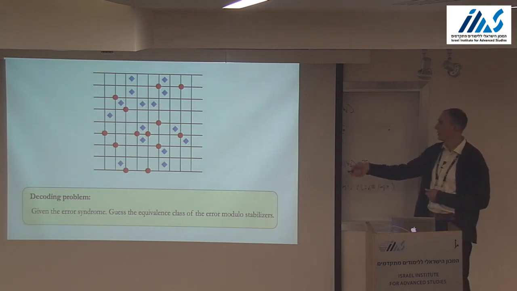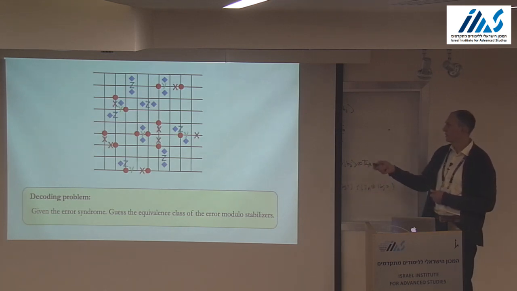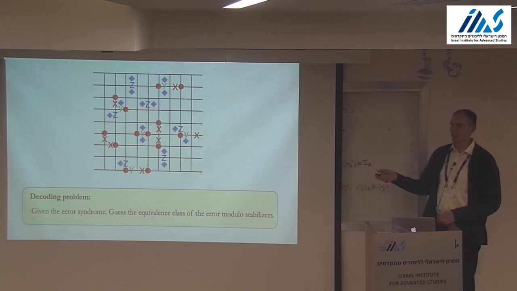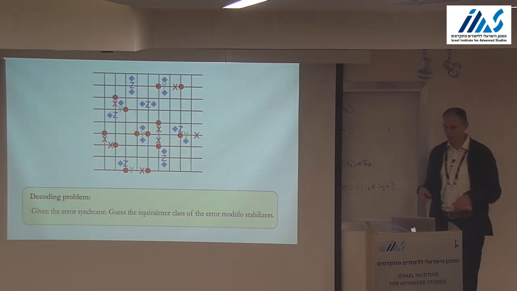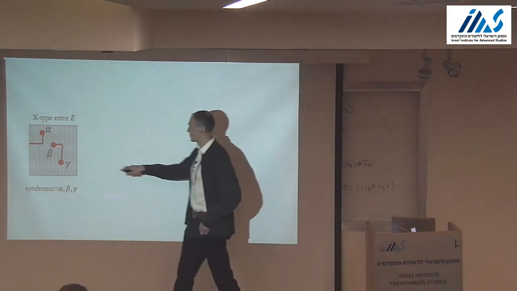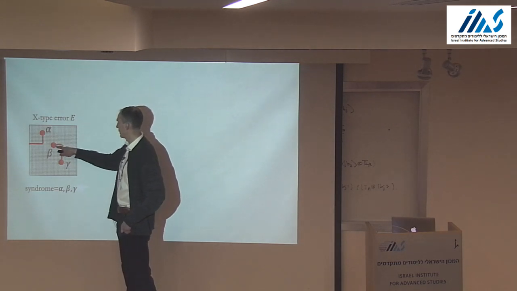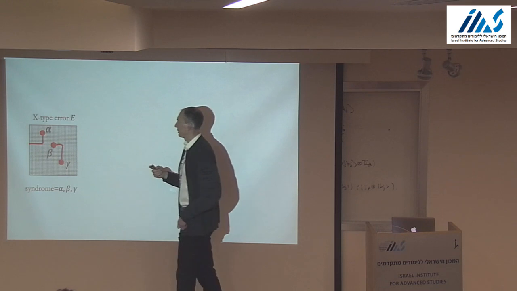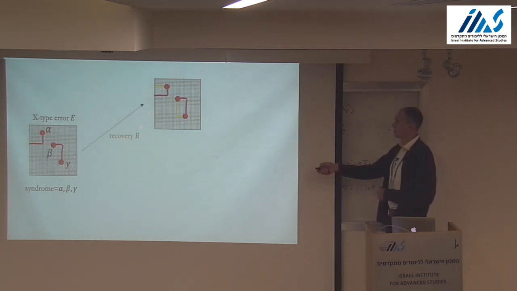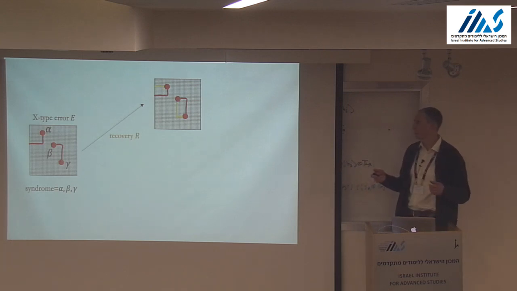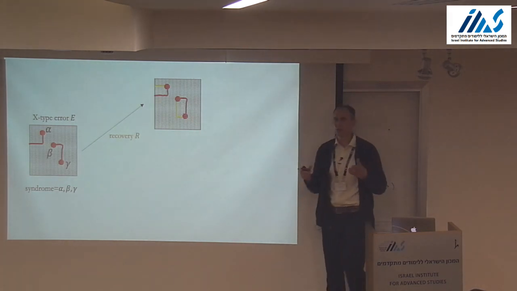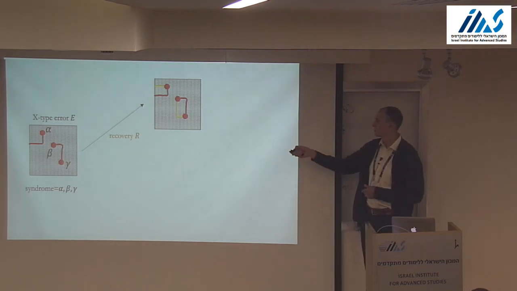For example, this could be the error syndrome, and this could be one possible error that creates this syndrome. But of course, there are many other errors that create the same syndrome that differ by a product of stabilizers. Suppose the red dots, alpha, beta, and gamma, represent the error syndrome, and the red lines are an X-type Pauli error. Then this would be one choice of recovery operator which is consistent with the observed syndrome. If we combine the error and the recovery operator, we get a combination of loops, and loops commute with all stabilizers. So we come back to the code space.